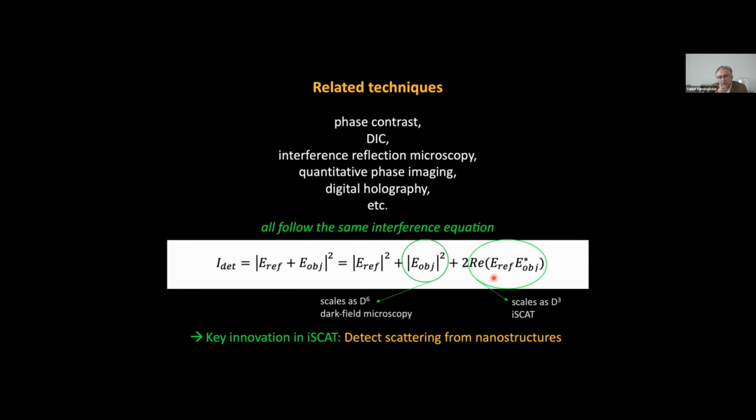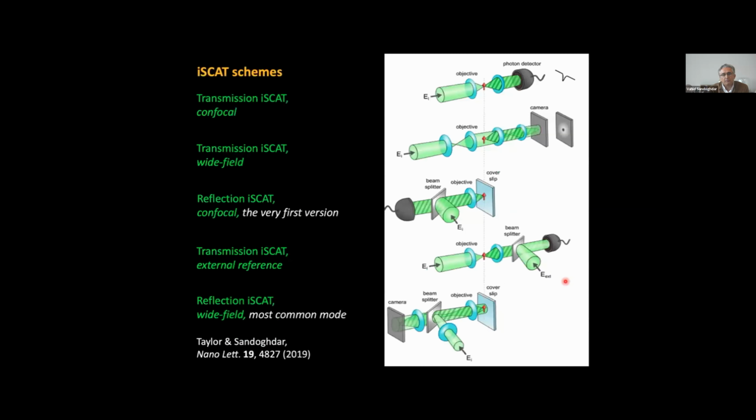Now, what makes iSCAT a little different from these other methods, although the equation of motion is exactly the same, and I'll be emphasizing this during the talk, is that we're talking about detecting scattering, and not just any kind of reflection or response of light, but scattering at the limit when particles are smaller than the wavelength of light. So scattering from nanostructures. That's what we consider iSCAT. Otherwise, again, I emphasize that this formula is common to all of these different imaging methods.